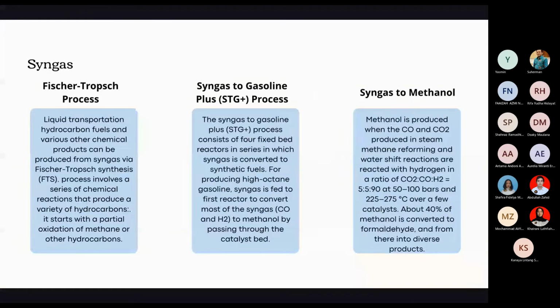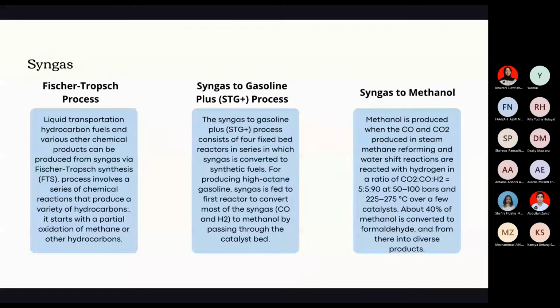And in the syngas part, we have three types of process. The first one is the Fischer-Tropsch process, where liquid transportation hydrocarbon fuels and various other chemical products can be produced from syngas via this process. This process involves a series of chemical reactions that produce a variety of hydrocarbons. It starts with the partial oxidation of methane and or other hydrocarbons.